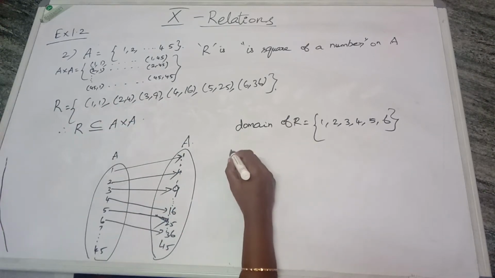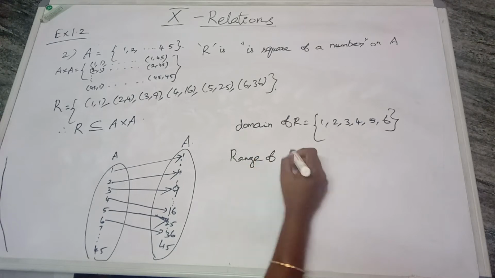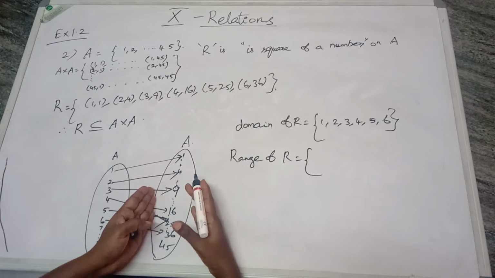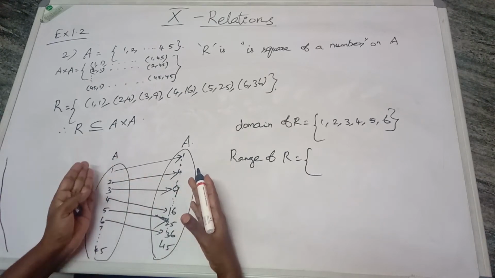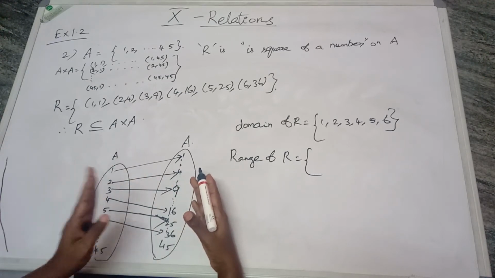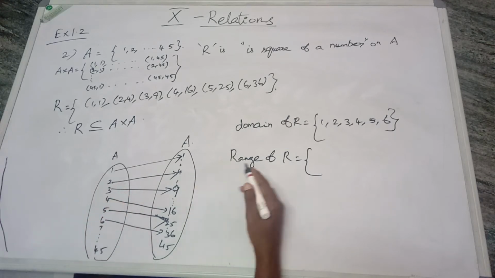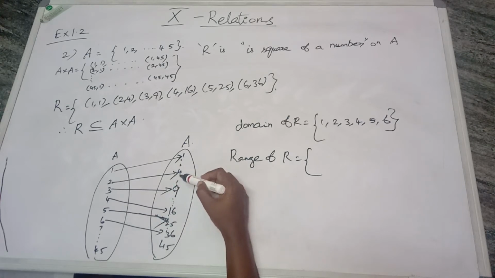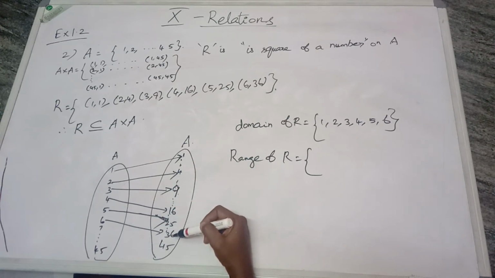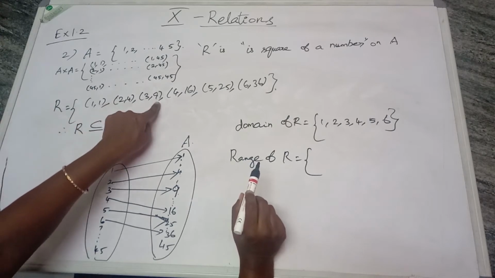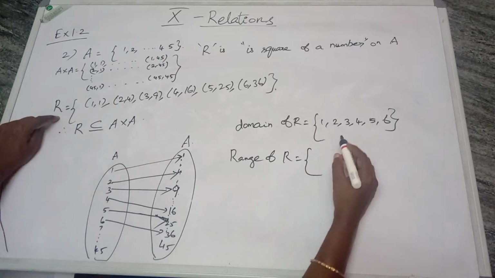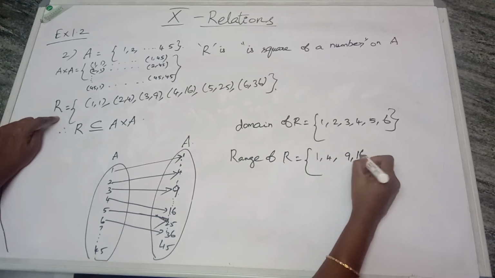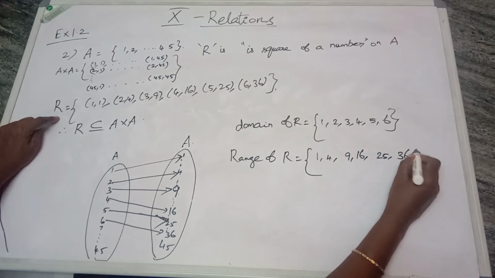Okay, and then the range. How do you find the range of R? The collection of elements in the second set which have a relation with the first set is the range of R. So what are all the elements having a relation with the first one? 1, 4, 9, 16, 25 and 36. That is nothing but the second coordinate of this set of relation.